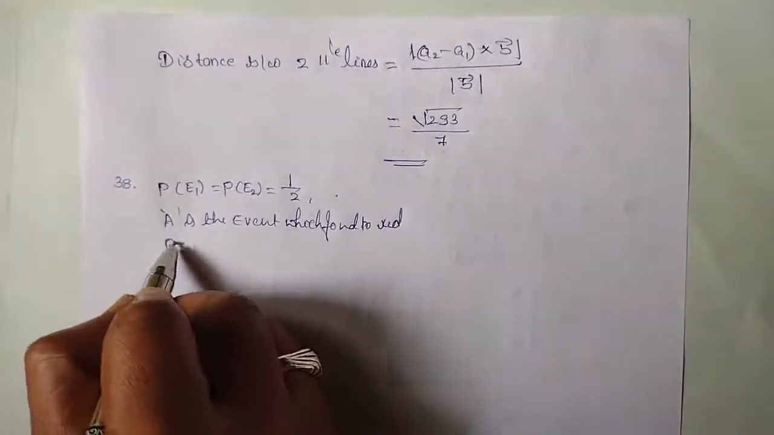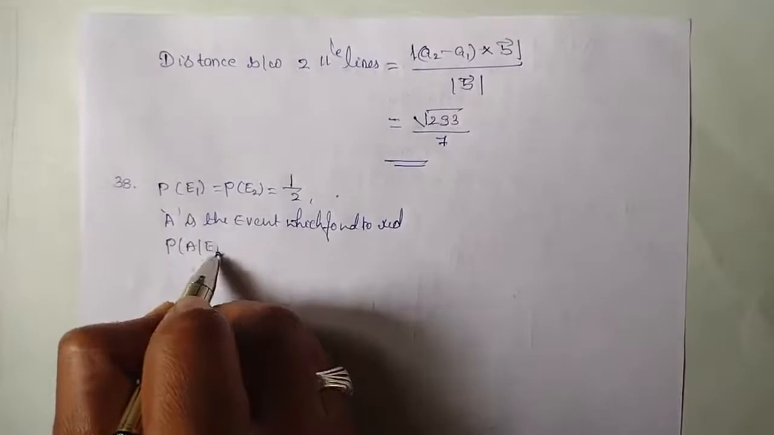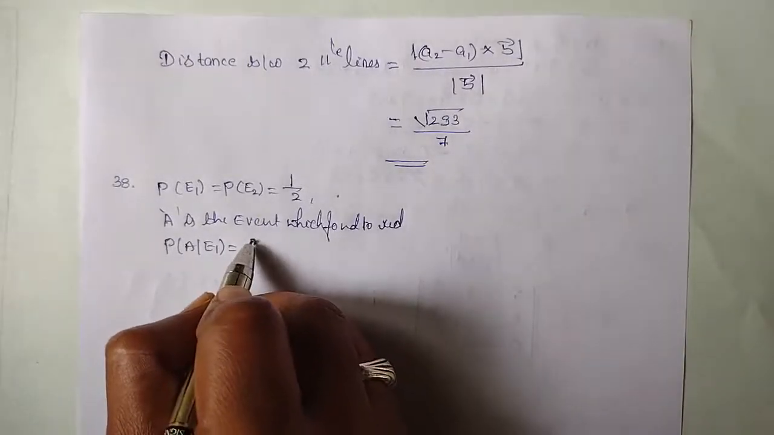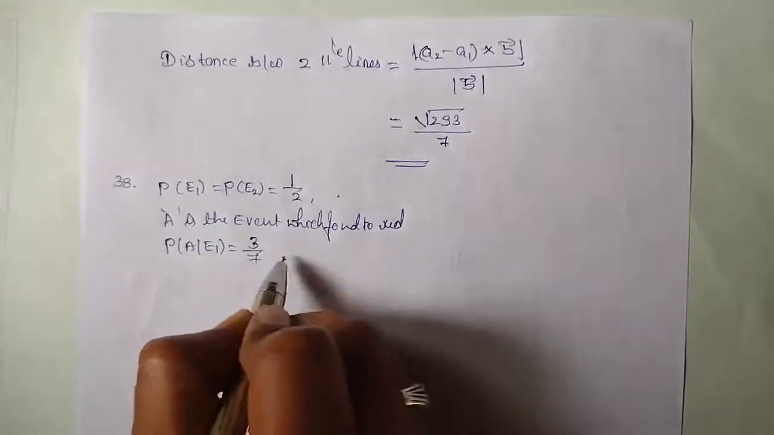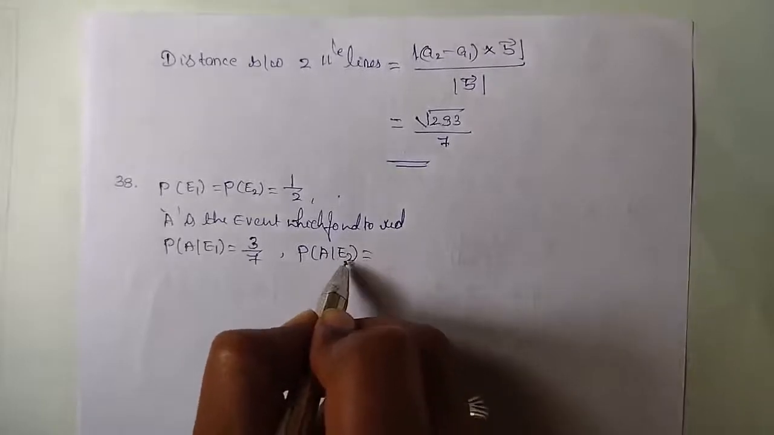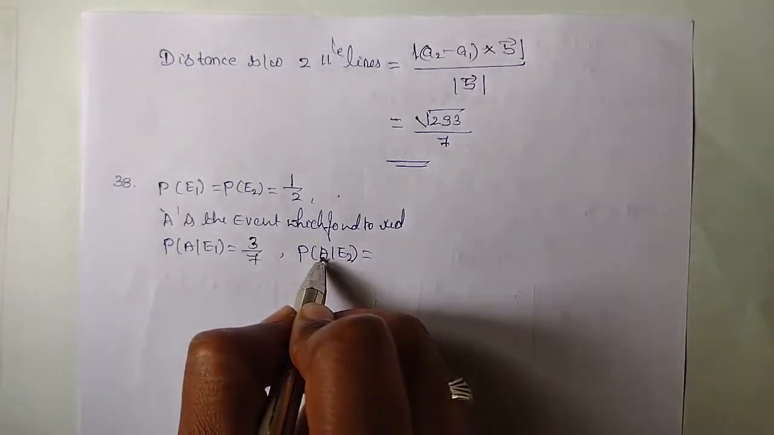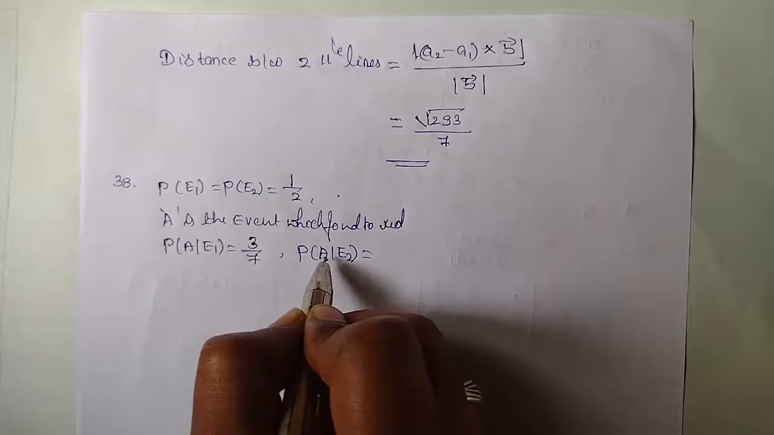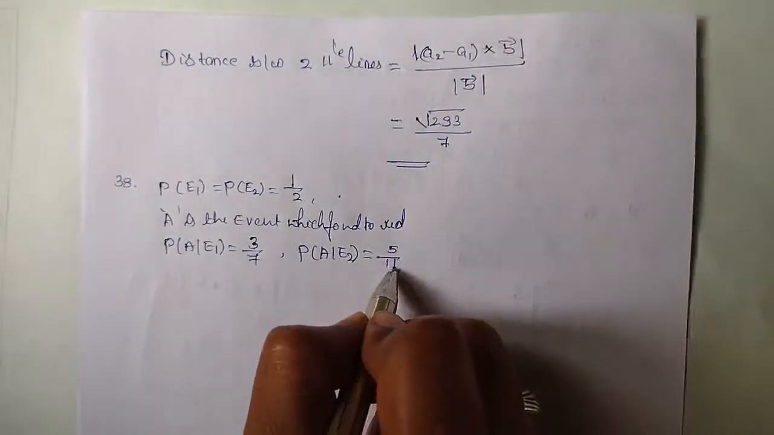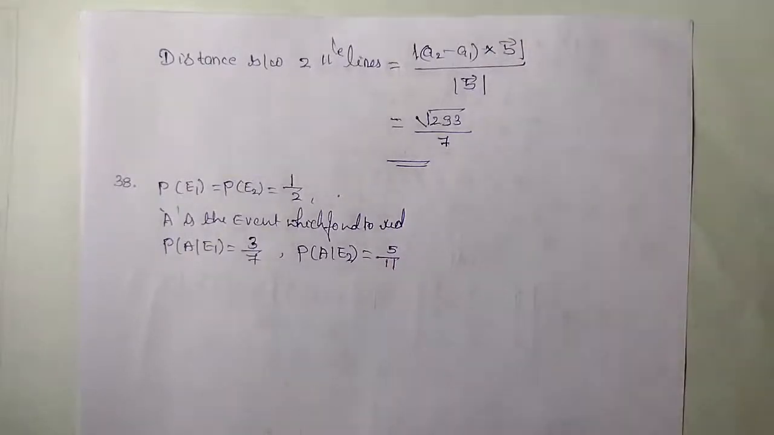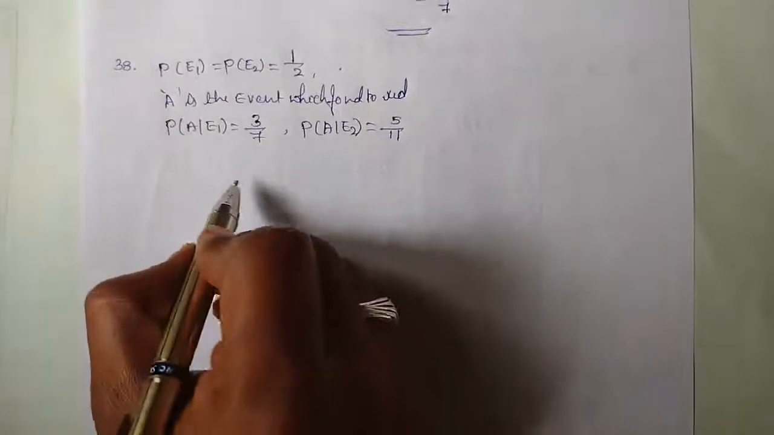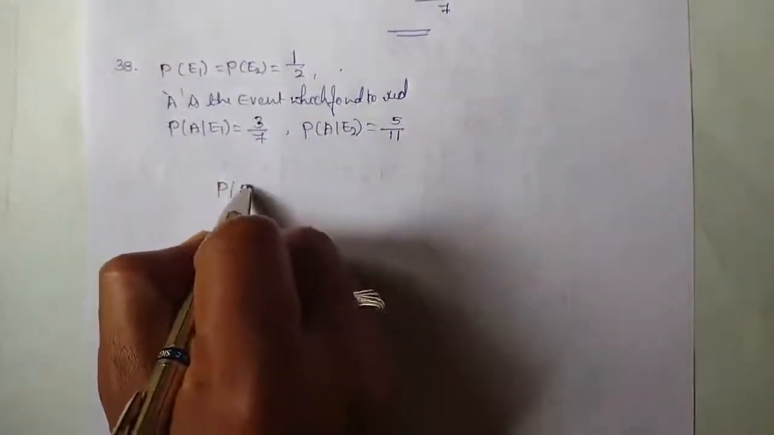Then P of A given E1: how many red balls are there in the first bag? There are 3 red balls out of 7 balls. And P of A given E2: the second bag contains 5 red balls out of 11 balls. Is that 5 by 11? Next, what is the formula for finding Bayes theorem for the second bag?